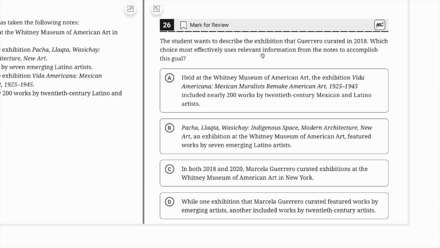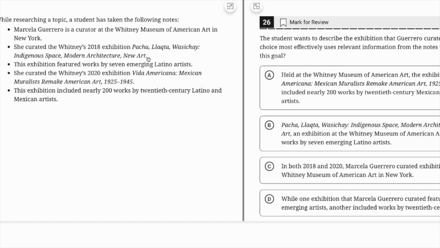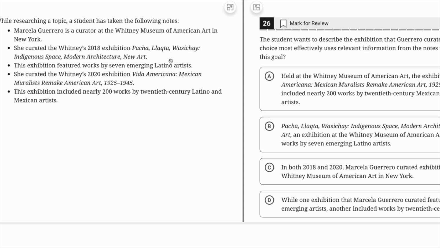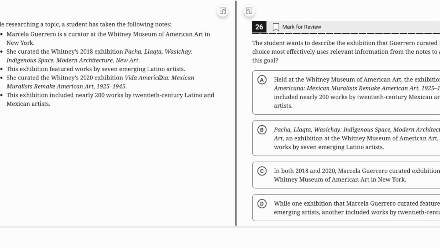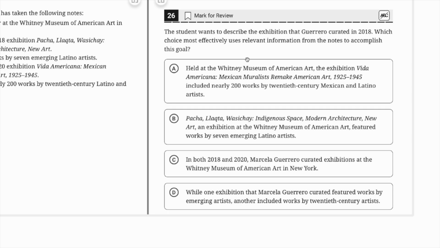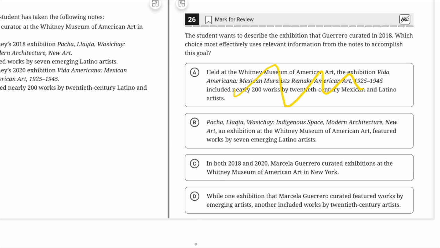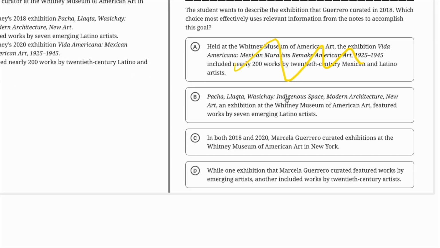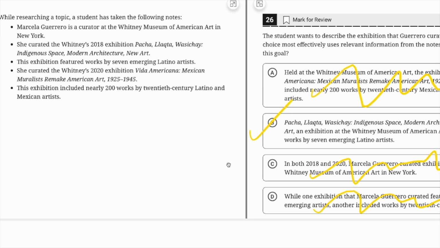26. Describe the exhibition curated in 2018. And here I'm going to glance at the bullet points because there are multiple ones, so it needs to be that one. 7 emerging Latino artists. Okay. So, like, with A, we can eliminate that one because it's referring to the wrong one. B looks good. C doesn't mention anything specific, and that doesn't either. Yeah, so there's one where we needed the bullet points.